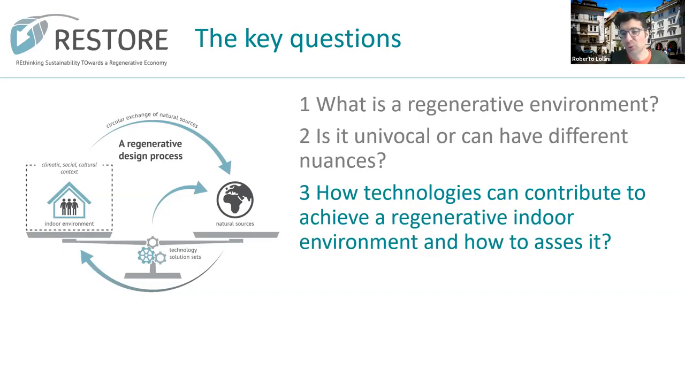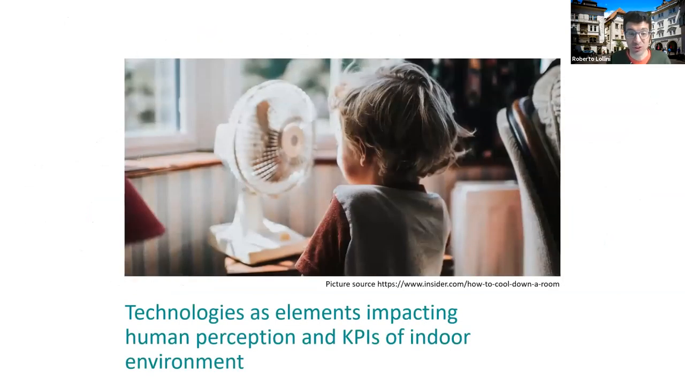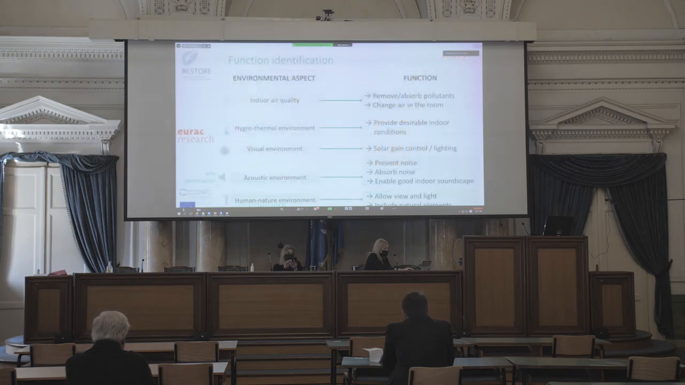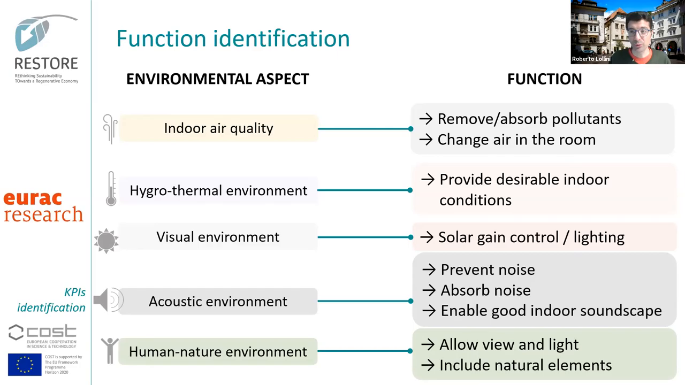Then we went to the technology aspect and to the technology solution sets. And of course, technologies in buildings are the elements impacting both human perception, so the subjective part, and the key performance indicators I showed before, so the objective part. So in order to evaluate the technologies, we moved from the environmental aspects I already presented to specific functions to be answered by the technologies.